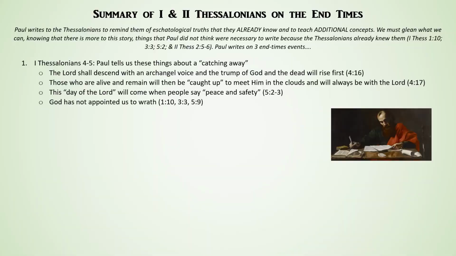So he says that there's going to be this catching away. The Lord will descend with an archangel, the trump of God. The dead will rise first. Those who are alive and remain will be caught up to meet him in the clouds and will always be with the Lord.